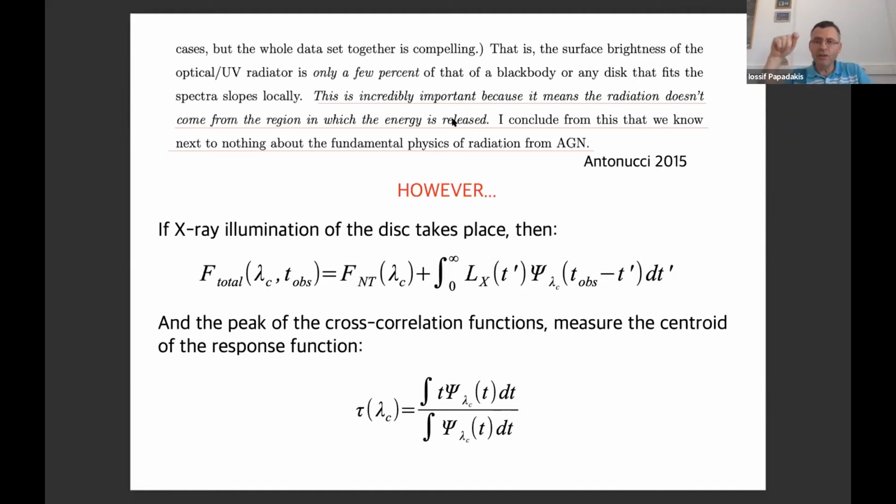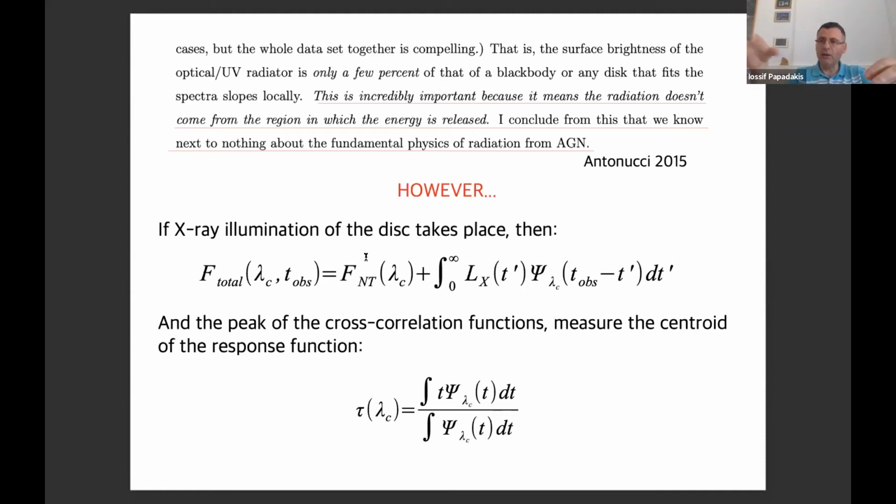However, if indeed you have X-rays illuminating your disk, these delays are not simply a light travel time. No way. When you illuminate the disk and you are observing at a particular wavelength, and the flux that is emitted at this particular wavelength is variable, then what you see is caused by the emission of a standard disk.